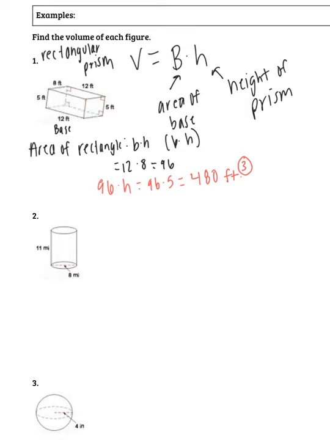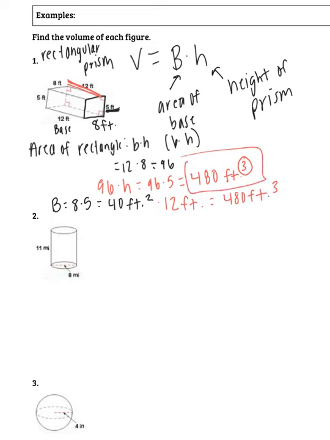Okay, so now I'm going to look at the base as being this one right here. That means the dimensions are 5 and 8, which means the area of my base, so big B, is 8 times 5, which is 40 feet squared. So that's the area of the base. Now I multiply that by the height. The height is now 12. That's the other dimension we haven't used. So 40 times 12, again, I should get the same answer, is 480, and again, feet cubed.